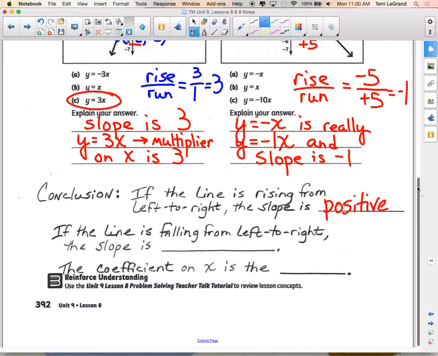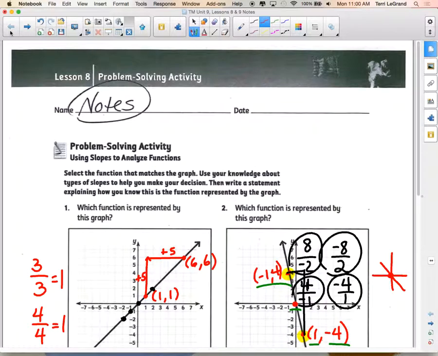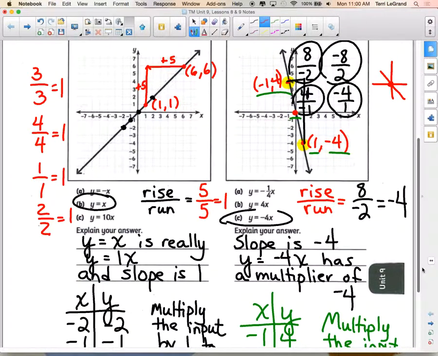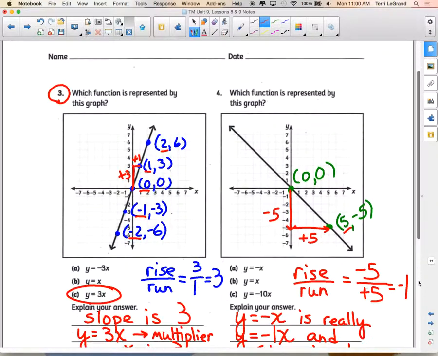Well then, let's go look at the other two that are falling. Number 4 is a falling line from left to right. As we read across a page from left to right, it is going down. And number 2 on the front side, what's happening? There's a falling line, and we got a negative 4 slope. So when the line is falling from left to right, the slope better be what? Negative. It better be a negative.